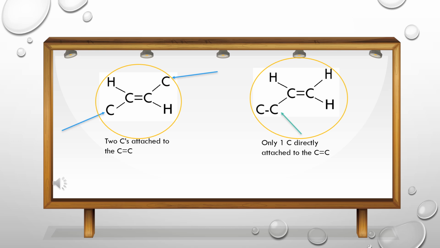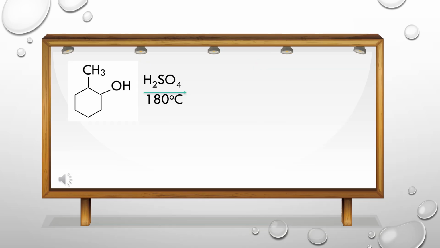Let's look at another example. Here I've got a cyclohexane ring. We've got an alcohol and another group attached. We're going to treat it with sulfuric acid, 180 degrees centigrade.